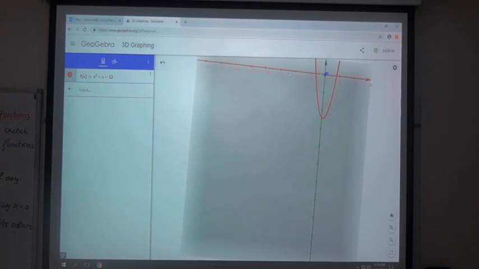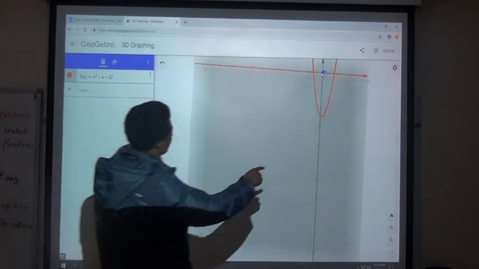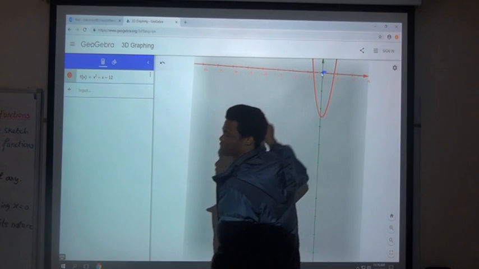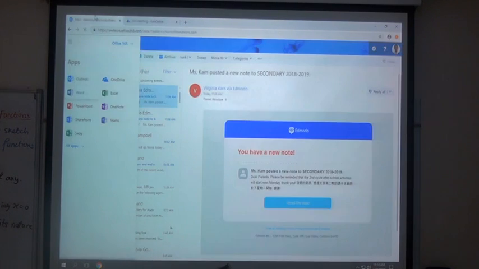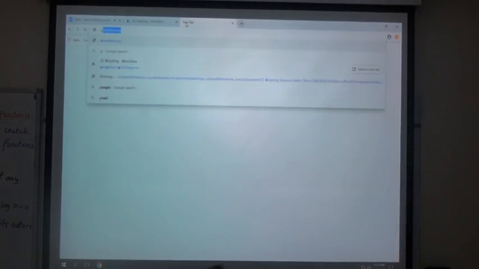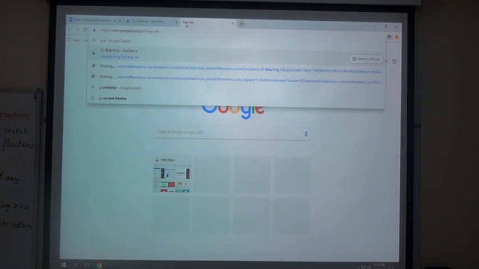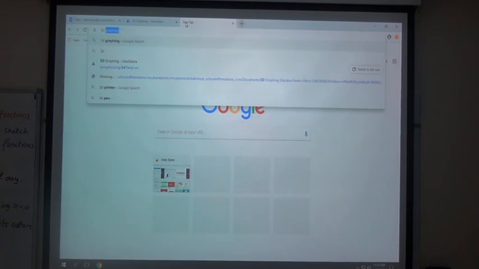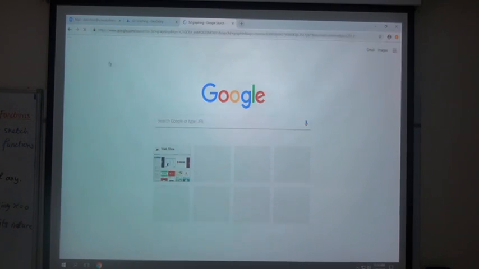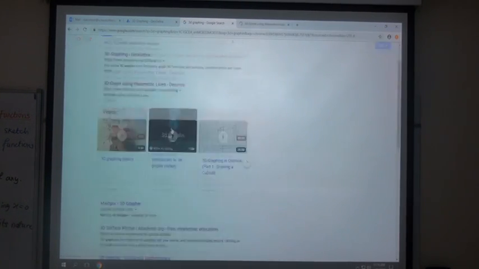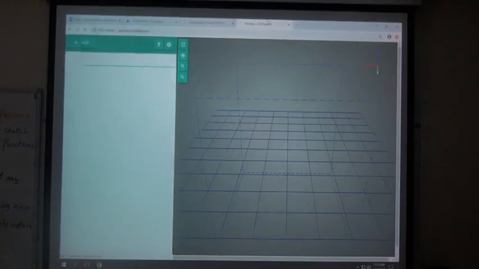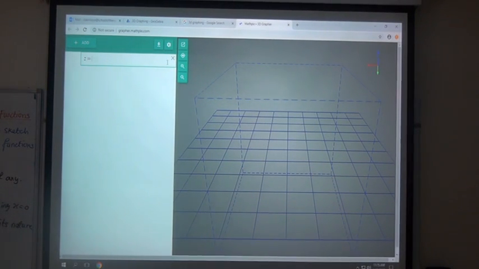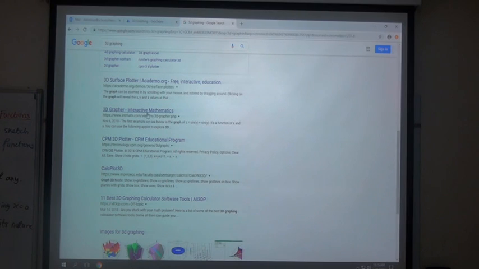Can you see where it touches? Can you see those 2 points? Yeah. So one of them is 4 and the other one is -3. Okay? So if you want to see this in a 3D graphing, there's another 3D graphing that I saw. I put both of them online for you. Anyway, you can look at so many of them.